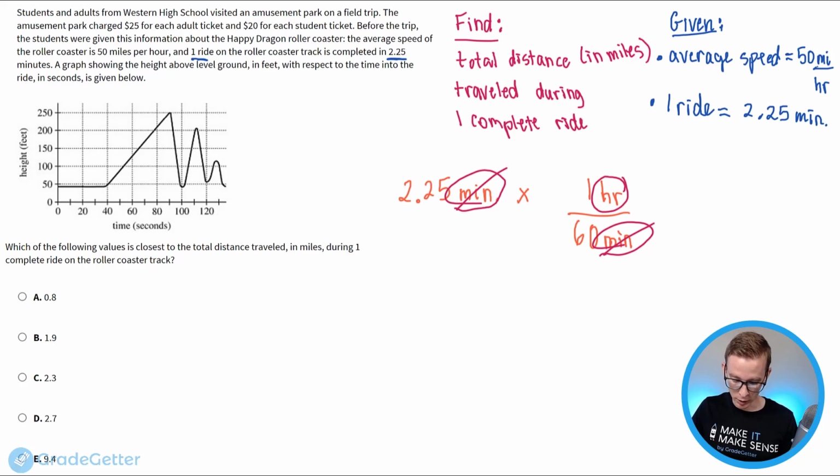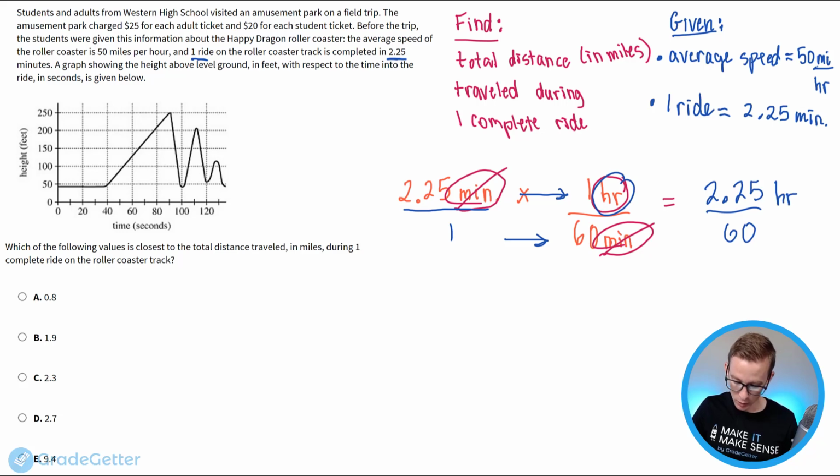So we're going to multiply 2.25 times 1 over 60. To do this, I can write 2.25 as a fraction with just a denominator of 1. And when you multiply fractions, you multiply straight across. So numerator multiplies times numerator, denominator multiplies times denominator. So my answer is going to be 2.25 times 1, which is 2.25, over 1 times 60, which is just 60. And my units, again, is hours here. So it's 2.25 over 60 hours. Now we can use our calculator to solve for this.